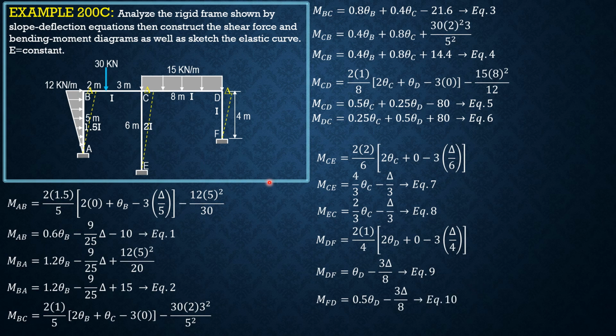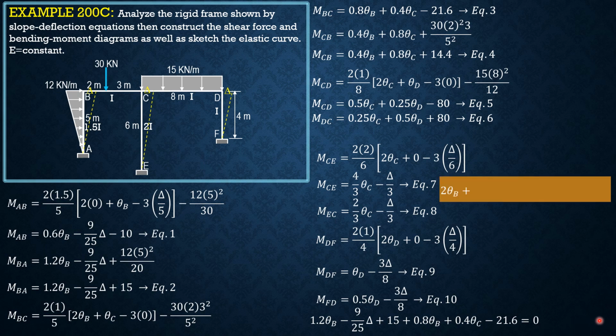So applying the equilibrium equation at joint B, which is MBA plus MBC equals 0. So MBA 1.2 theta B minus 9 over 25 delta plus 15 plus MBC, which is 0.8 theta B plus 0.4 theta C minus 21.6 equals 0. So setting up the first equation, 2 theta B plus 0.4 theta C minus 9 over 25 delta equals 6.6. Call that equation A.